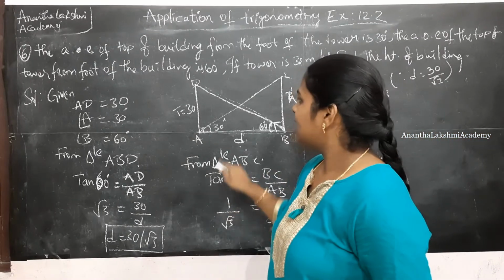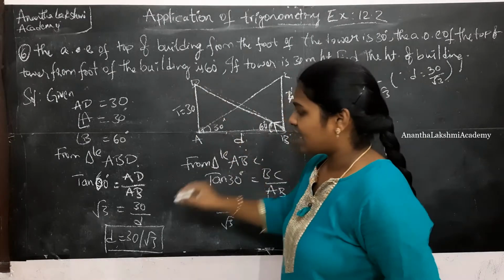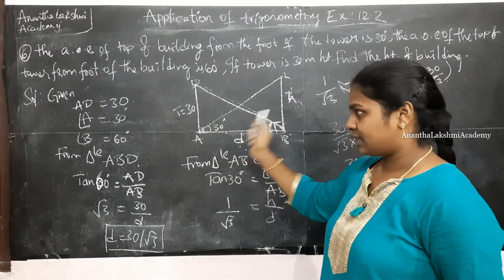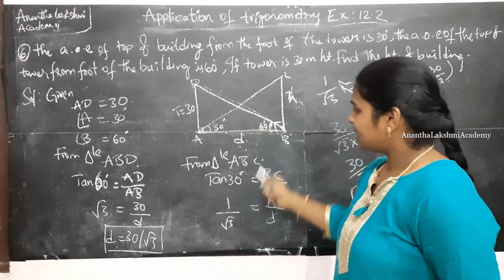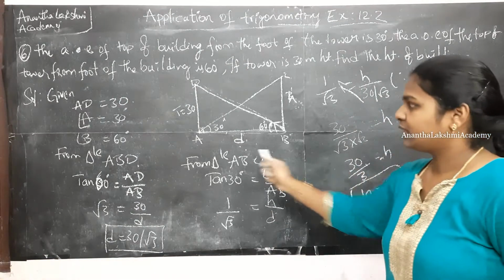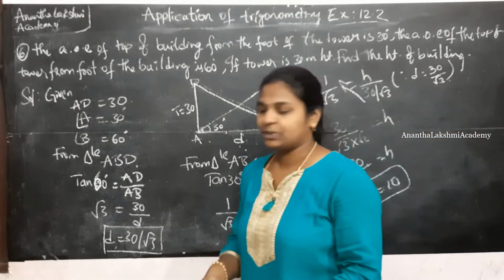What have we done? We just considered tan 60 in triangle ABD first and figured out the distance between the building and the tower, and then from triangle ABC we have figured out the height of the building by substituting the distance between those two. All right, this is about the 6th problem. Let's jump into the 7th.